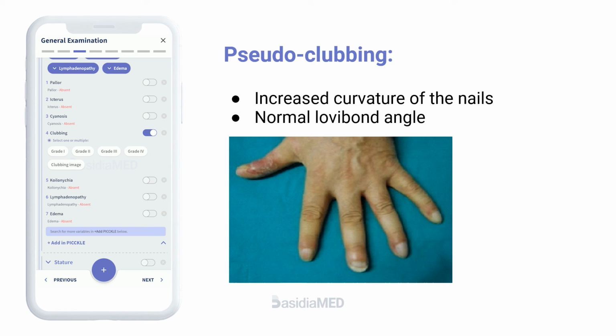Pseudo-clubbing. In pseudo-clubbing, there is an increased curvature of the nails, but the Lovibond angle remains the same. It is associated with leprosy, vinyl chloride worker, and leukemia.